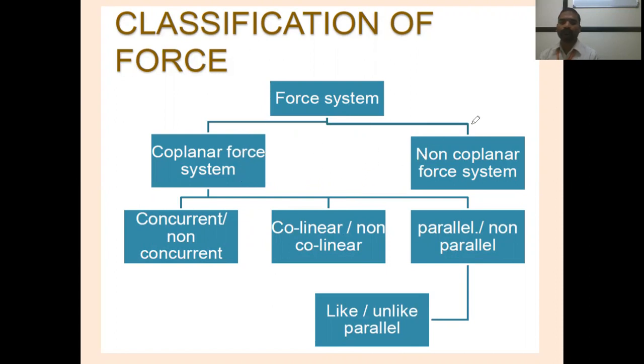Okay. So whatever types you have in coplanar force system, that is concurrent, non-concurrent, collinear, non-collinear, parallel, non-parallel. In the parallel again there is like parallel, unlike parallel. We will discuss with examples. All these types are there in the non-coplanar also: non-coplanar concurrent, non-coplanar non-concurrent. We will discuss one by one later.